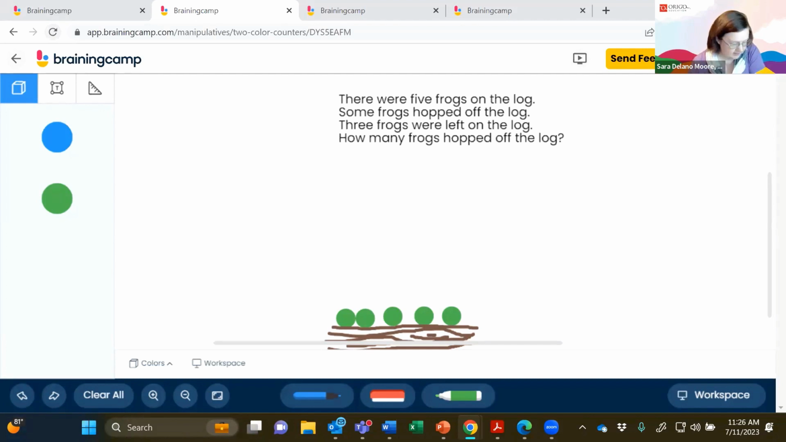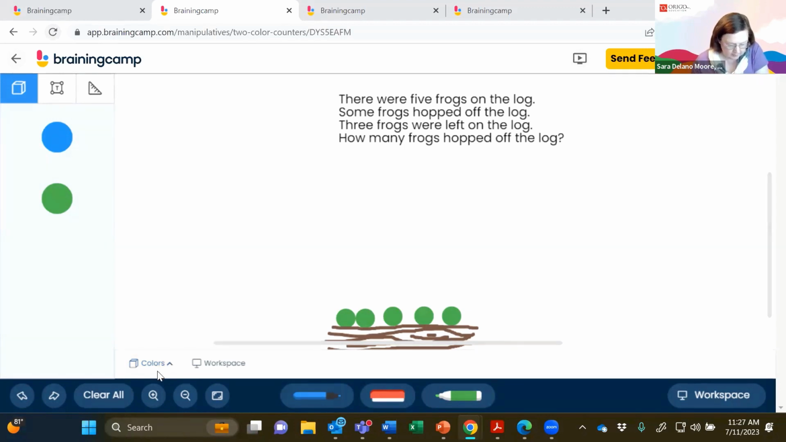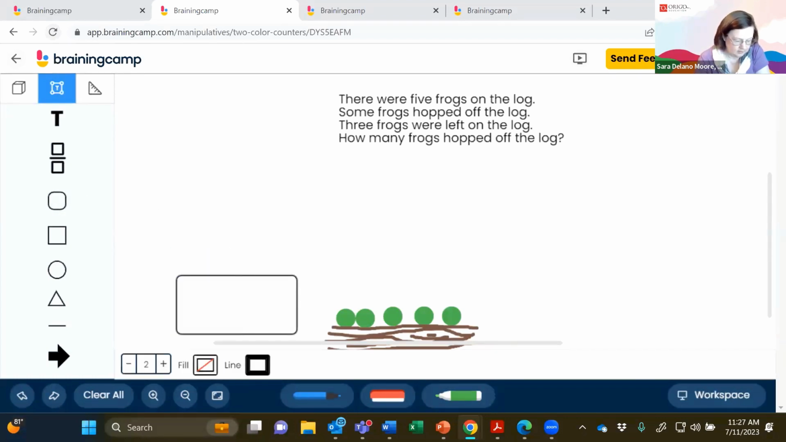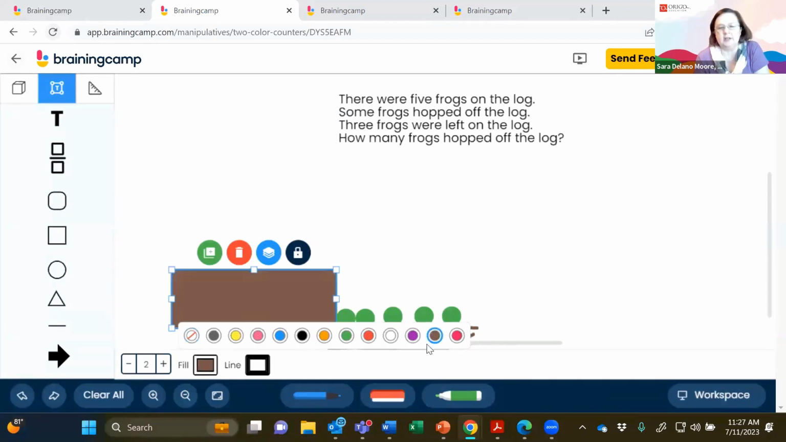This is where I did take advantage of the fact that I can change the color of my 2 color counters. I don't know about you, but my kindergarten headed into first grade granddaughter would not accept a yellow or a red frog. Frogs are green. So I love the fact that we can make them green. I chose to use the pen to draw my log. I could also come over here and grab a rectangle and color it brown, and I've got a different kind of log. Use the tools that work for you.